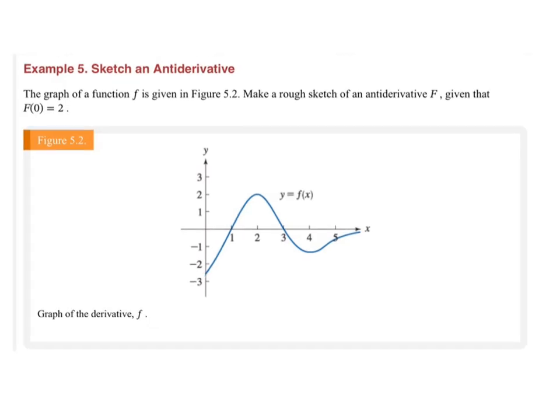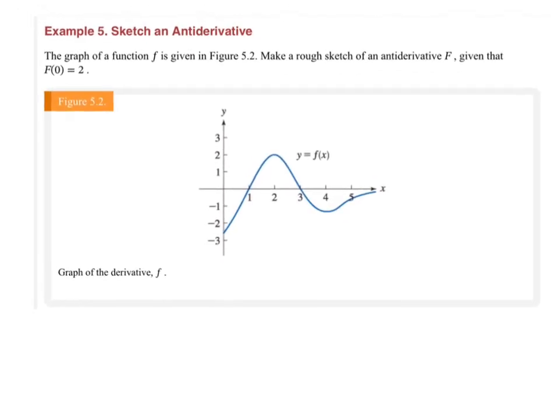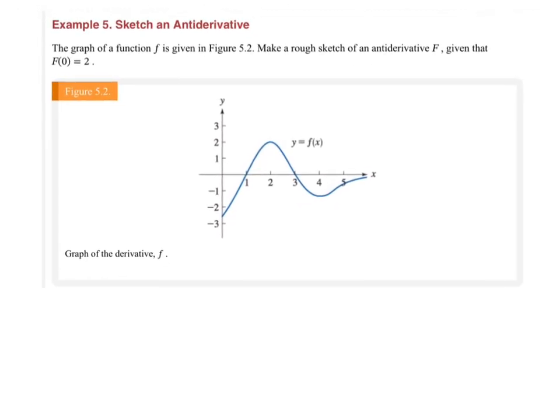Okay, here's example 5. Sketch an antiderivative. So what we have here is a derivative. Can you see that? What we're supposed to do is draw the antiderivative based on this information. General drawing or? Okay, so general drawing, that's a great question. A general drawing or the drawing, okay?